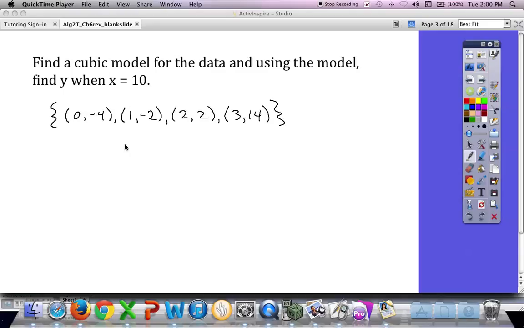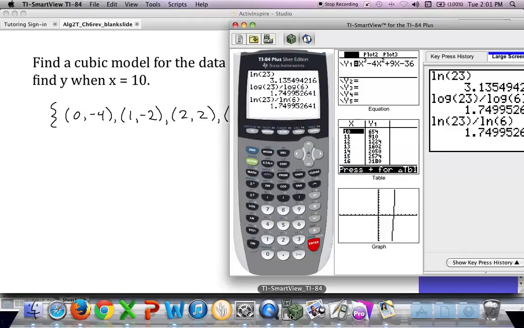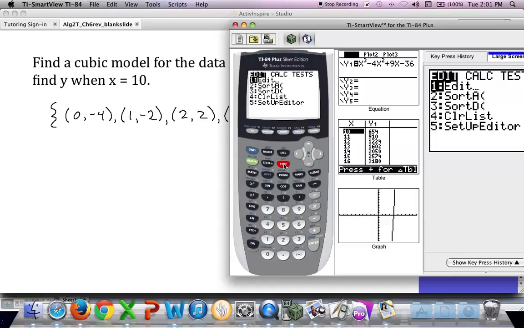Okay, so find a cubic model for the data, and then use that model to find the value of y when x equals 10. So as you can see on the formula sheet, or the insert in the formula sheet, what do we do first step? How do we enter the data in the calculator? Stat, right there, stat for statistics. Edit.